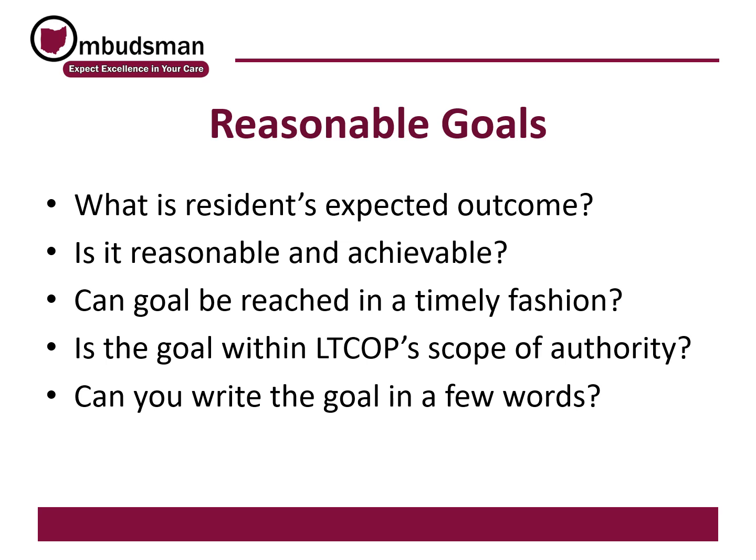We want to be sure that goals we're working toward with the resident are reasonable goals. What does the resident want? Is it reasonable? How long is it going to take? Is this something that the ombudsman program actually has authority to help with? For example, sometimes the residents want us to fire certain staff. That's not something we can do.